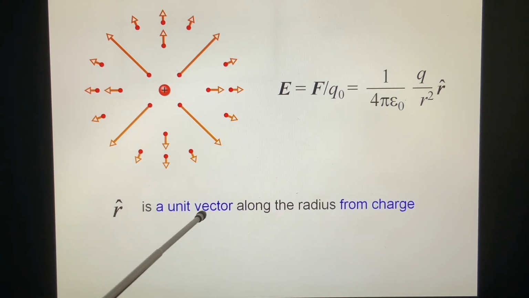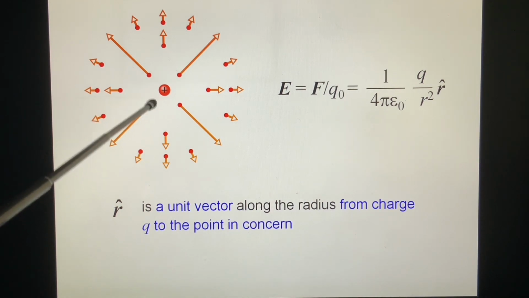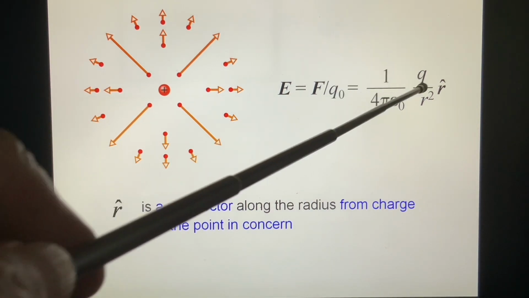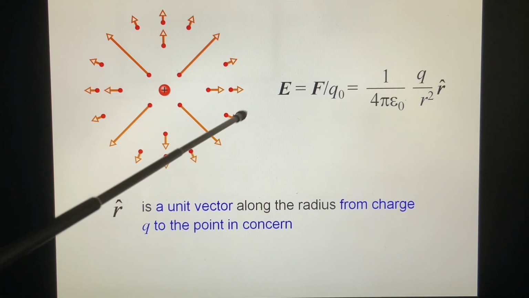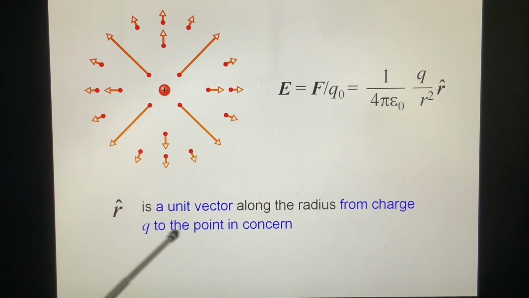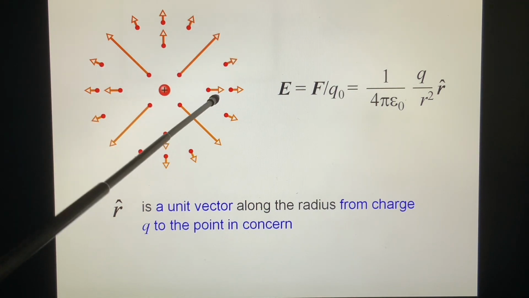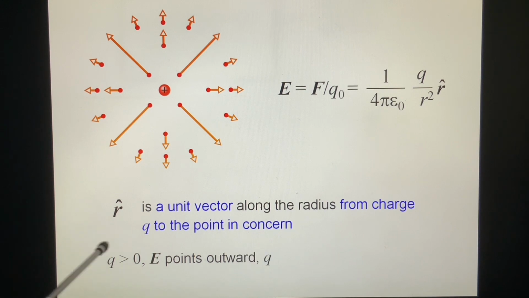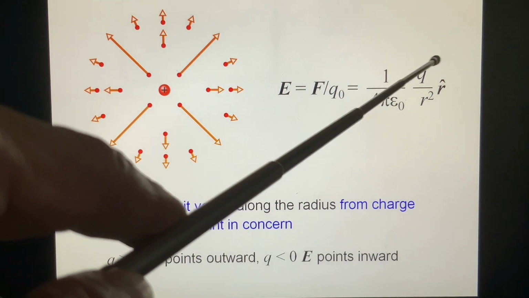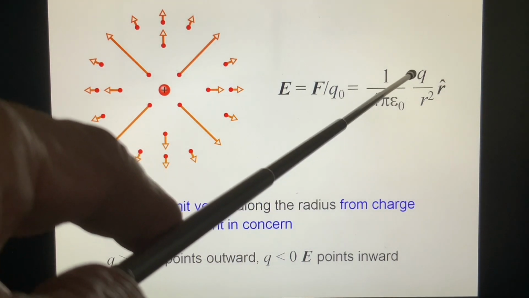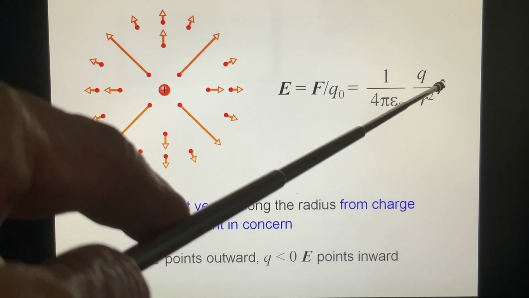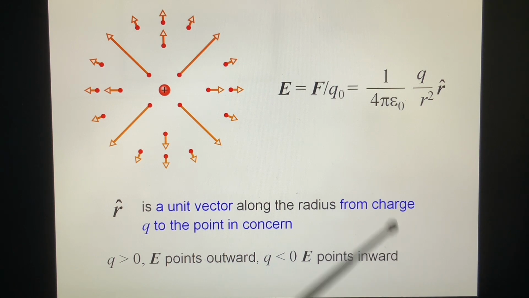r hat is a unit vector along the radius from charge q to the point in concern. This charge is the one which produces the electric field, okay, not the one inside the electric field. If q is positive, E along r hat points outwards. If q is negative, E is negative, r hat points inward.